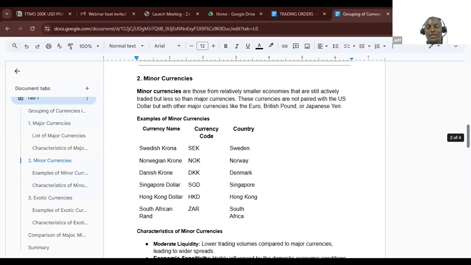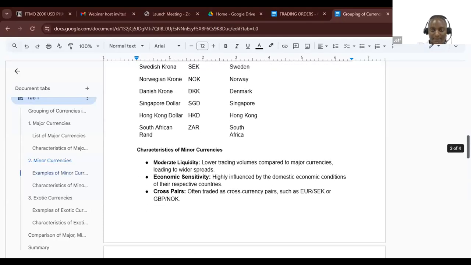Now, one of the best examples to give with this, you'll find that some of these currencies are paired with the dollar. So you'll find maybe a pair like USD/SEK or a pair like USD/ZAR. So these minor currencies are usually paired with a major currency. Okay. Then you have characteristics of minor currencies.